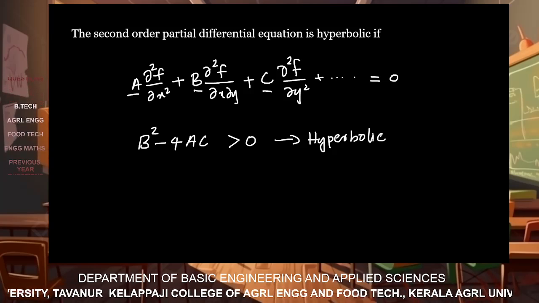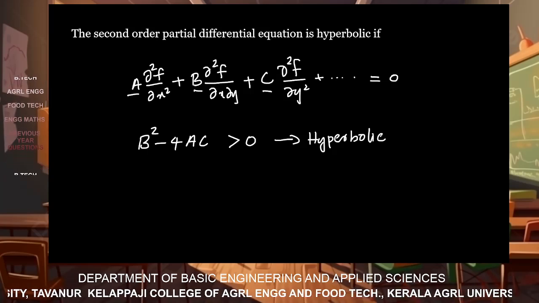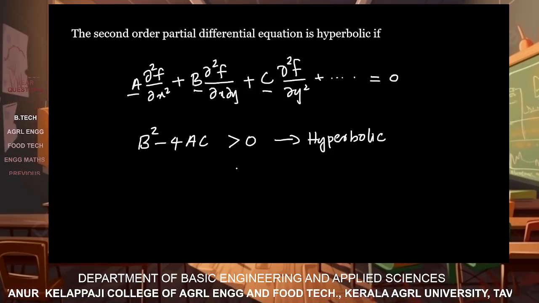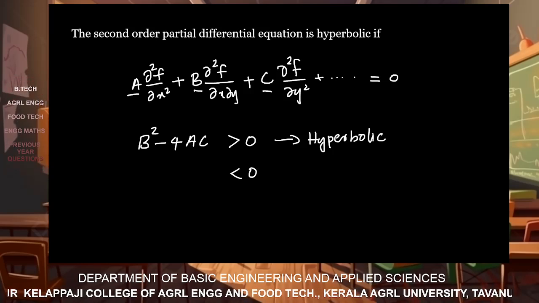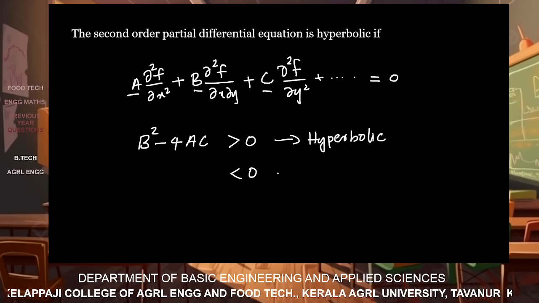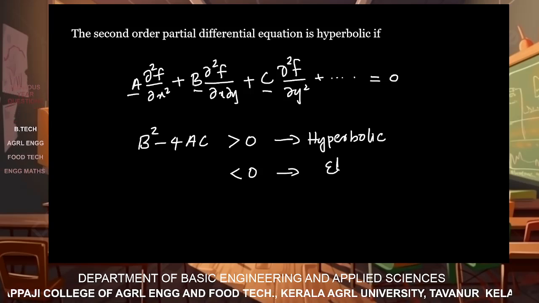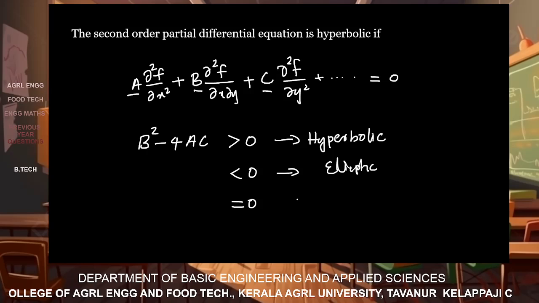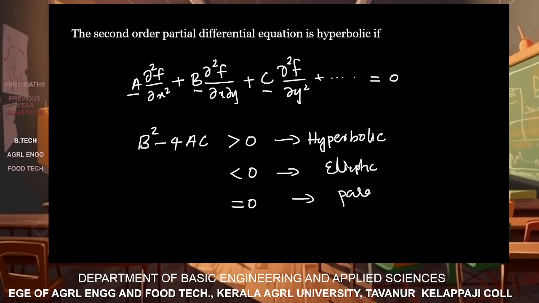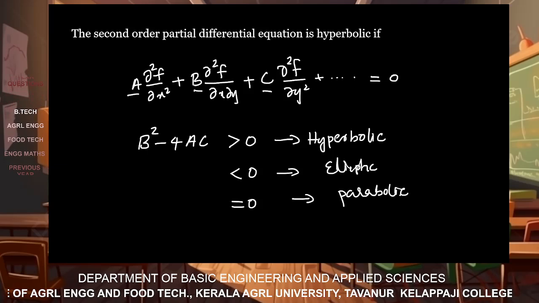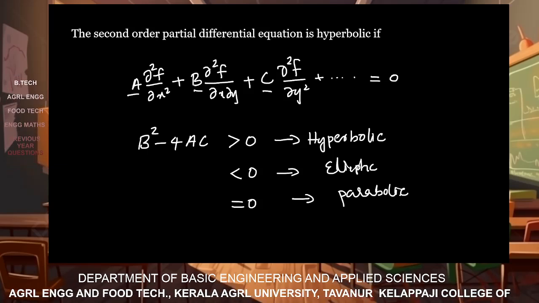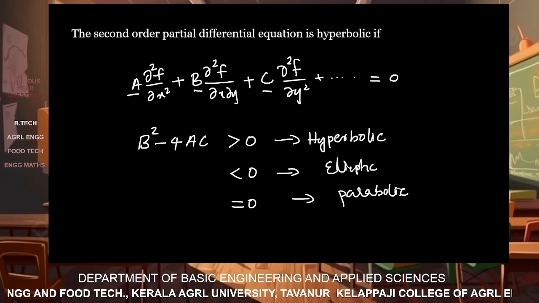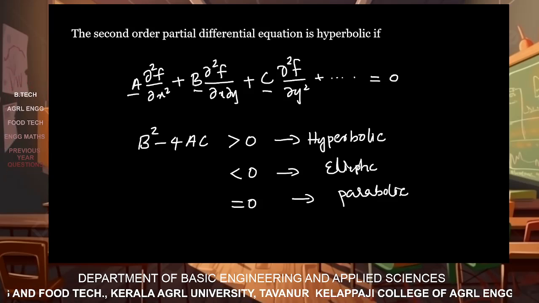If b square minus 4ac is greater than 0, then it is called hyperbolic. If the value is less than 0, then it is called elliptic. And if the value is equal to 0, then it is called parabolic. So here the answer is: the second order partial differential equation is hyperbolic if b square minus 4ac is greater than 0.